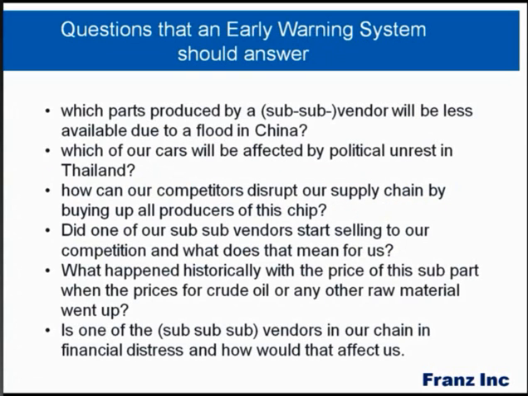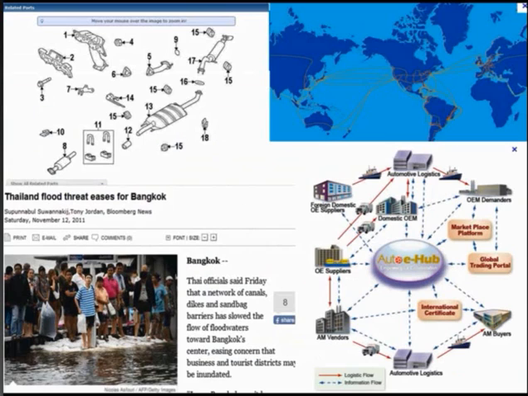So we created this semantic early warning system that was able to answer questions like: which parts produced by a sub-vendor will be less available due to a flood in China, or which of our cars will be affected by political unrest in Thailand. Now, I won't read all the rest of the queries, but you get the idea. And in order for us to build this semantic platform about the supply chain, we needed to get a whole bunch of things together. Now, here's just a picture of the complexity of the supply chain, and I'm not even going to go there, but you get the picture.